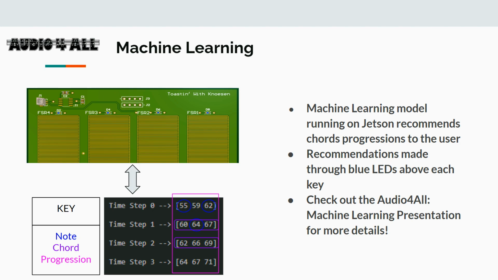As shown earlier in the system level diagram, machine learning models running on the Jetson recommend chord progressions to the user, and these recommendations are made available through the blue LEDs above each key. If you're interested in seeing how we used machine learning on the Jetson to recommend the chords in real time, please check out our machine learning presentation.